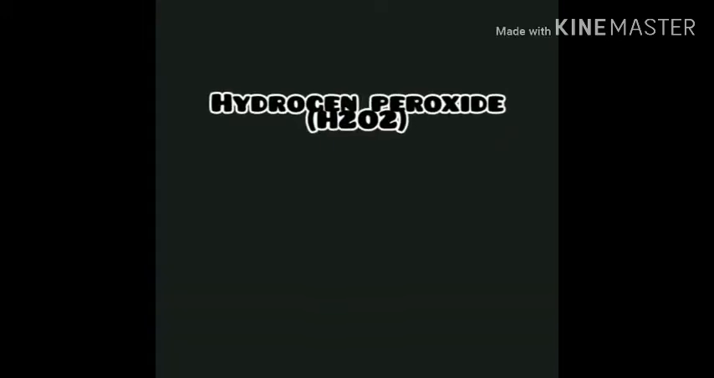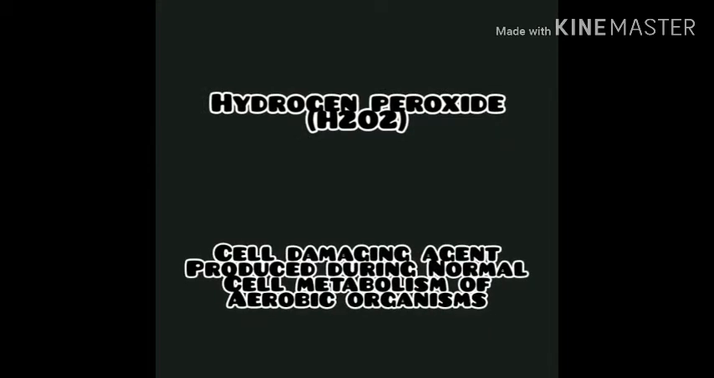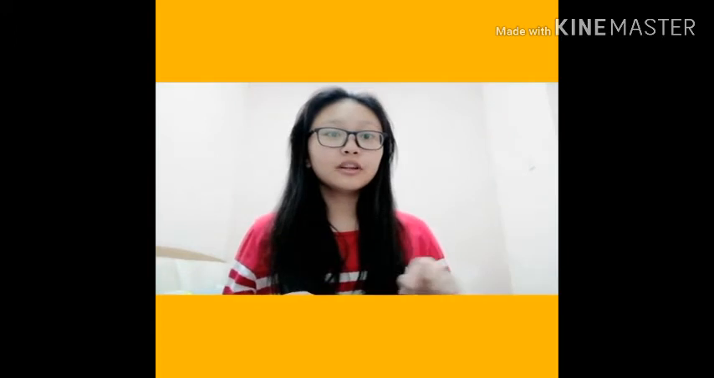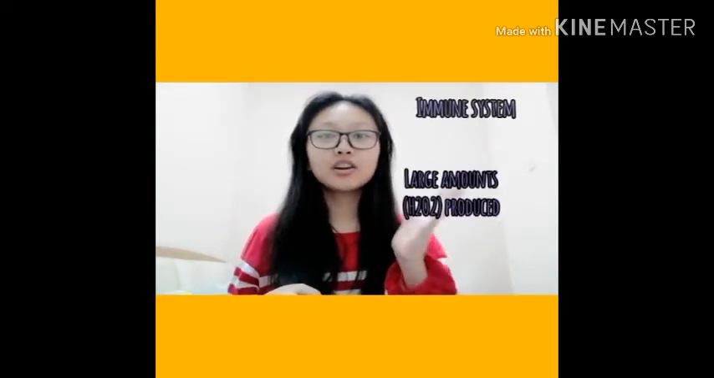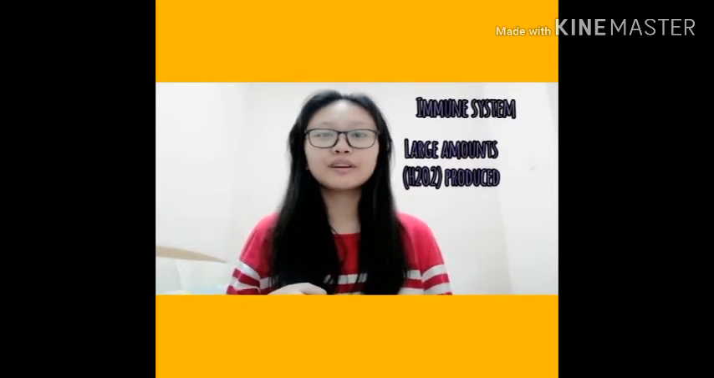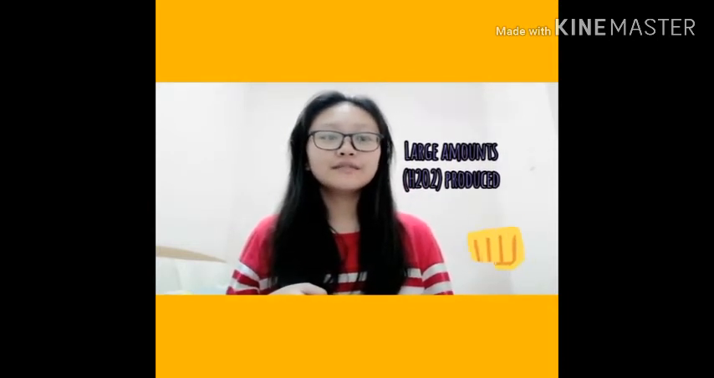Hydrogen peroxide, better known as H2O2, is well known as a cell-damaging agent that is produced during normal cell metabolism of aerobic organisms. For example, when the immune system is activated in response to bacteria, large amounts of H2O2 are produced by certain cells to fight the infection.